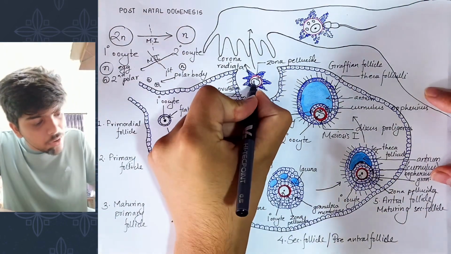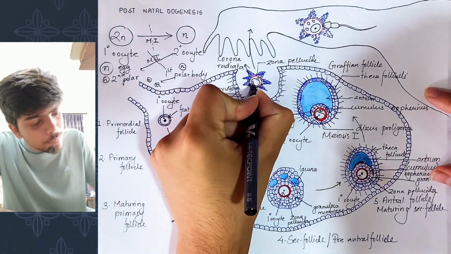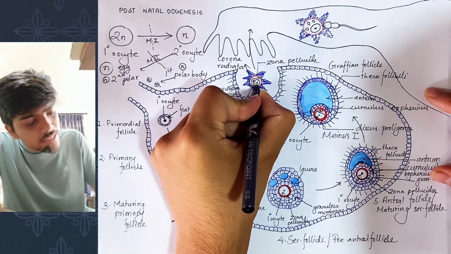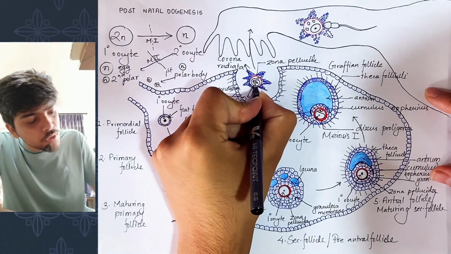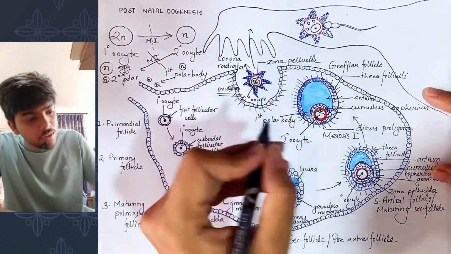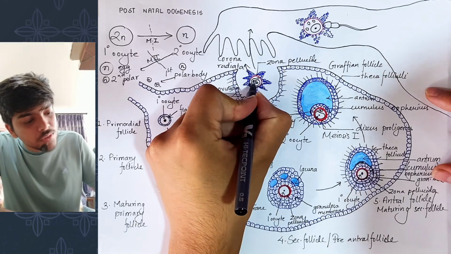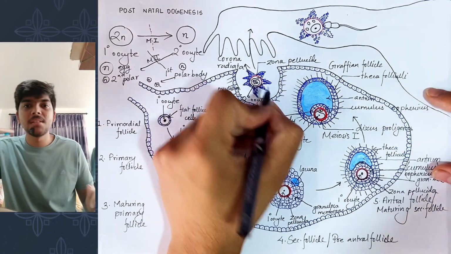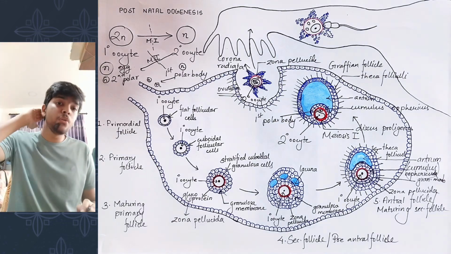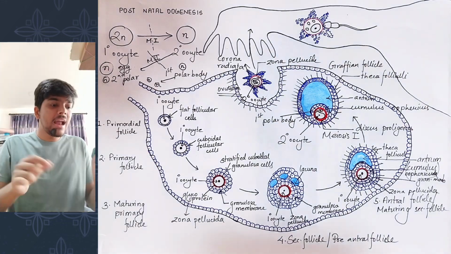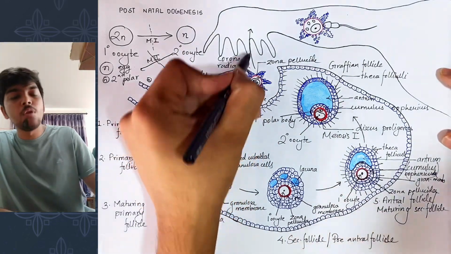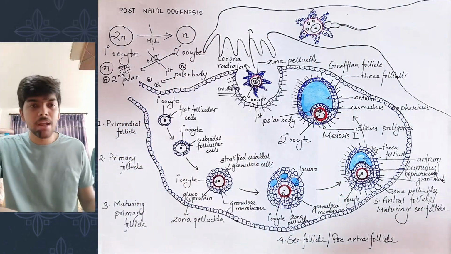So inside the secondary oocyte, you can see these spindle fibers holding chromosomes from both sides. And the chromosomes are aligned in the middle at the metaphase plate. So these chromosomes attached with spindle fibers during metaphase get arrested. And in this arrested state, the secondary oocyte enters the fallopian tube of the female reproductive organ.